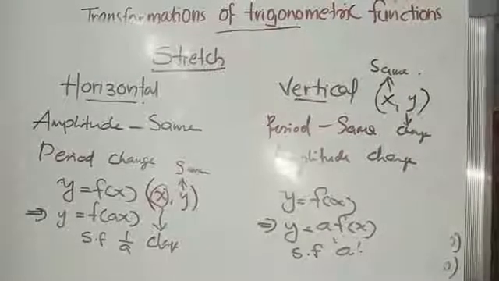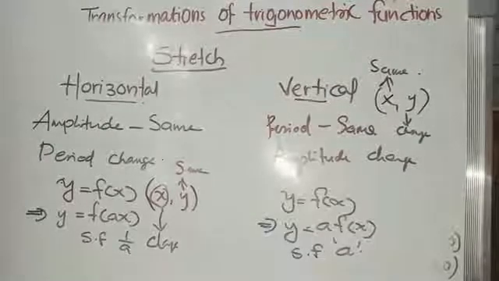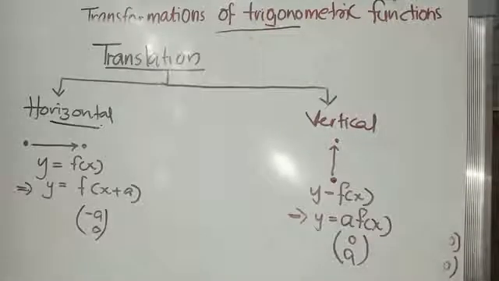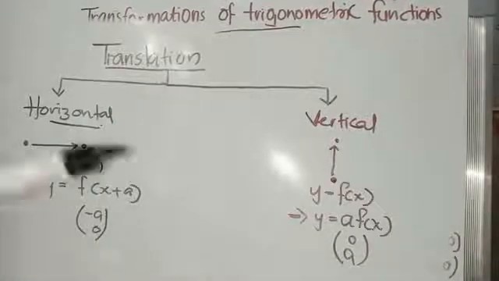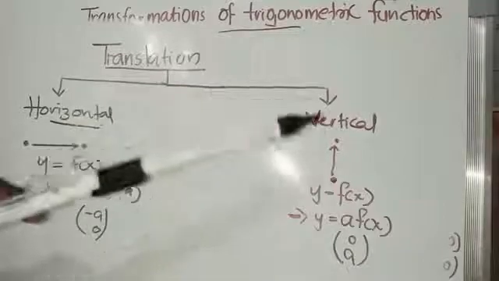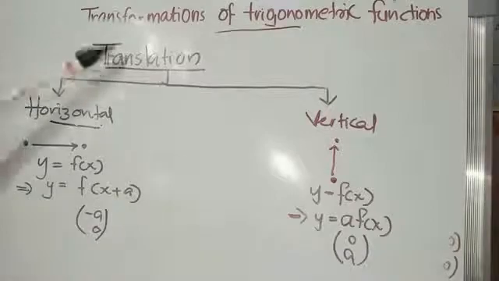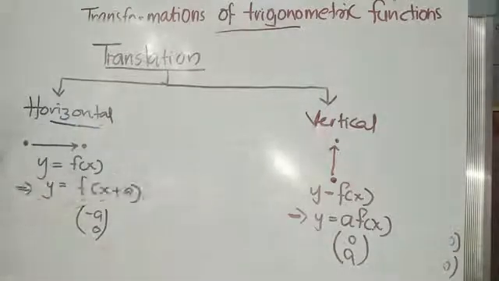Now let's discuss translation. Once we know stretch and translation, we can do the problems related to combined transformation of trigonometric functions. Translation. There are two kinds of translation. Not only two kinds, we have a third kind also, which is a combination of horizontal and vertical. So first, let's discuss these two. The first one is horizontal translation and the second one is vertical translation.